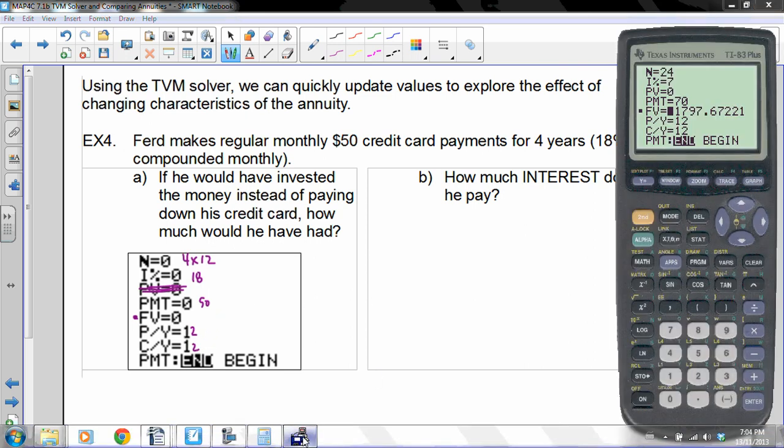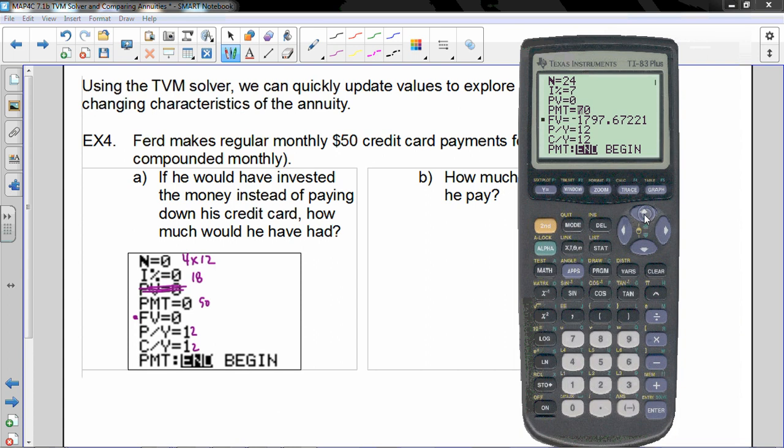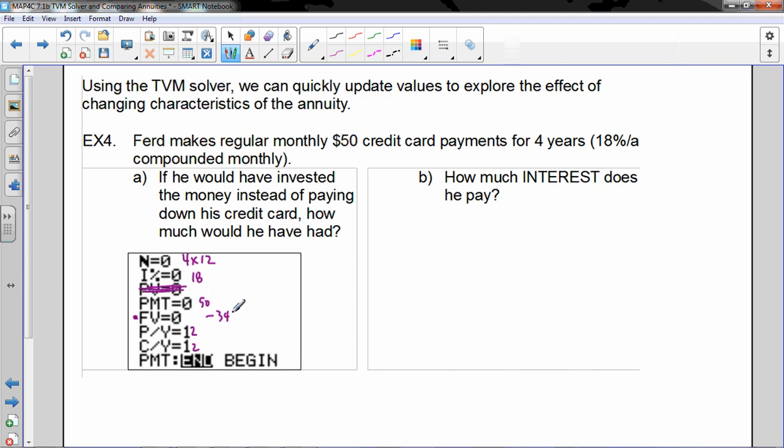So let's get the graphing calculator going. 4 times 12, 48 payments. Does that sound right? And then 18%. No value at the start. $50 credit card payments a month, and we want to know how much he's going to have at the end. So, kind of in total, he's missing out on $3,400. So this was 3478.26. How much he would have had?